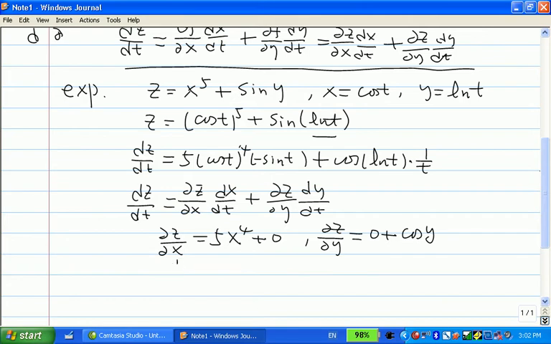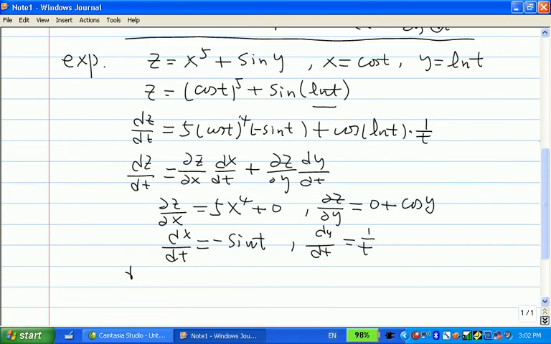Obviously dx/dt gives you negative sine t, because my x equals cosine t. dy/dt here gives you 1 over t. So you put them together, and your dz/dt really is 5x to the fourth, times dx/dt, which is minus sine t, plus partial z with respect to y, which gives you cosine y, then dy/dt, which gives you 1 over t.